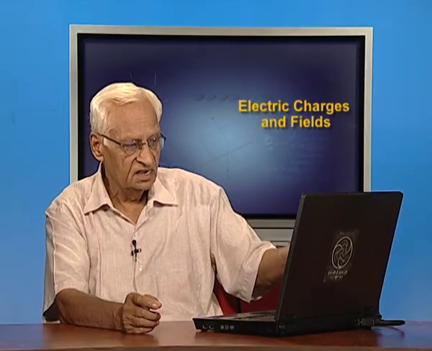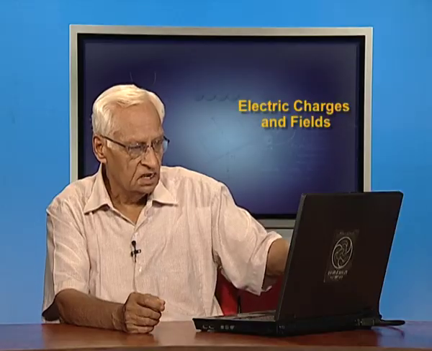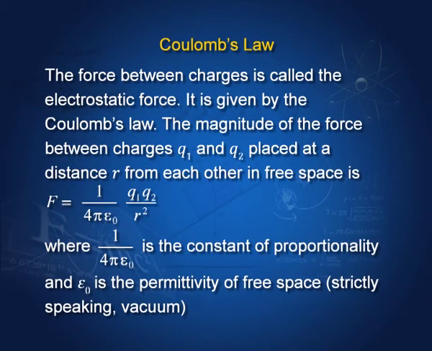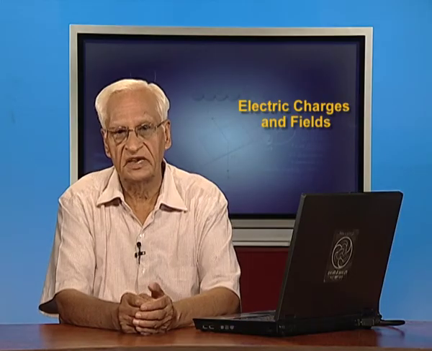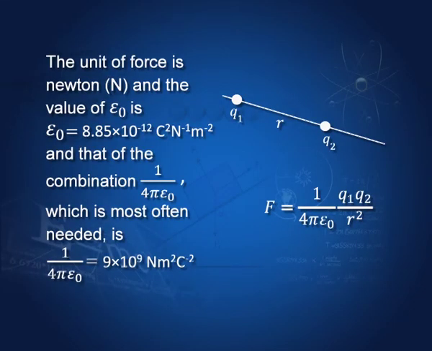The force varies as the inverse square of the distance, and it varies as the product of charges q1 and q2. And this quantity 1 by 4 pi epsilon 0 is a constant of proportionality, and epsilon 0 is called the permittivity of free space, strictly speaking permittivity of vacuum. The unit of force is Newton, and the value of epsilon 0 is 8.85 into 10 to the power minus 12 Coulomb square divided by Newton into meter square.